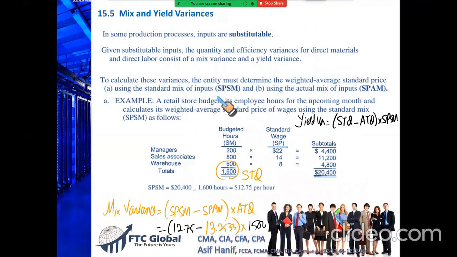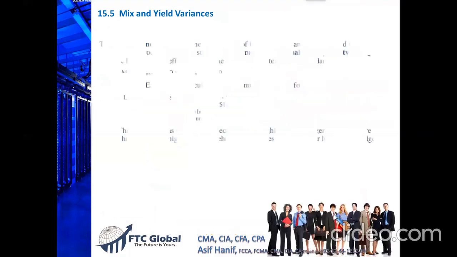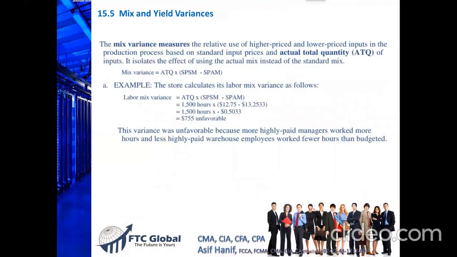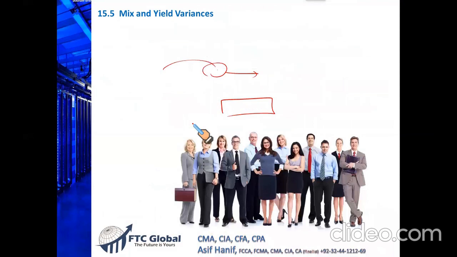12.75 less 13.2533 multiplied by 1,500. It's 754.95. Mix variance is adverse, and it's right here. Look at this. Mix variance is adverse. My number is coming 754.95, which is approximately 755 adverse. So your mix is adverse because you use expensive workers' hours more than the cheaper workers' hours, right? Now let's do the second part to it.